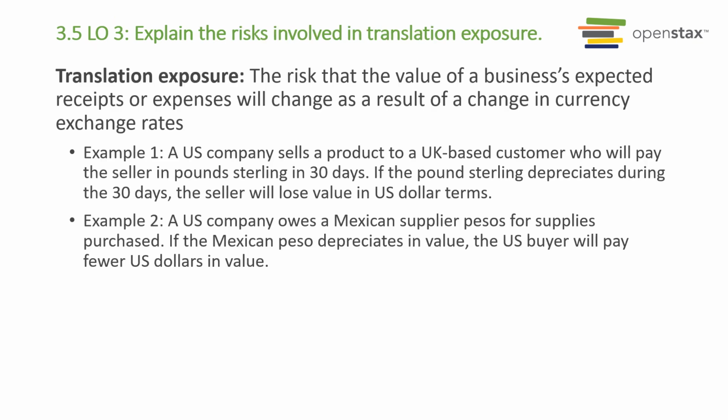Translation exposure is the risk that a value of a business's expected receipts or expenses will change as a result of a change in currency exchange rates. Example 1. A U.S. company sells a product to a UK-based customer who will pay the seller in pound sterling in 30 days. If the pound sterling depreciates during the 30 days, the seller will lose value in U.S. dollar terms. Example 2. A U.S. company owes a Mexican supplier pesos for supplies purchased. If the Mexican peso depreciates in value, the U.S. buyer will pay fewer U.S. dollars in value.